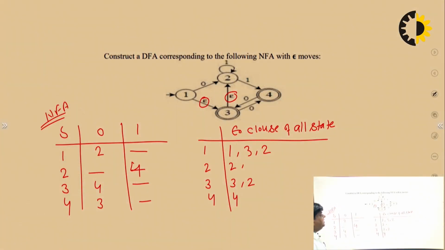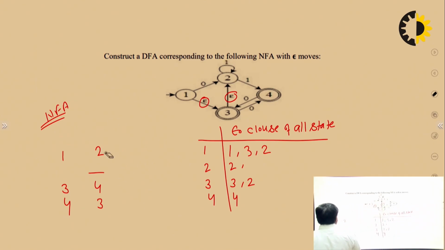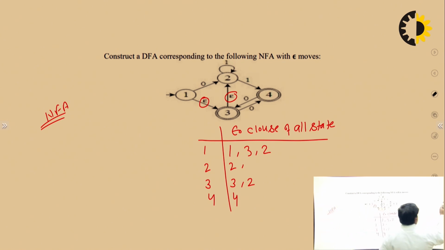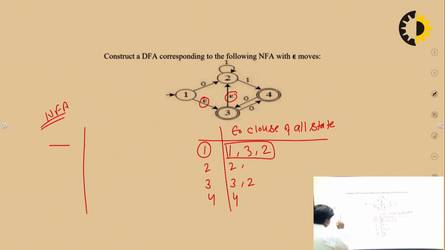Then we find the transition table of the NFA using the epsilon closure. Now, this table is not working because this NFA has epsilon. Now, we check the transition function of state 1, not 1 alone, but the closure of 1. It means that is 0, and now this is the 1.